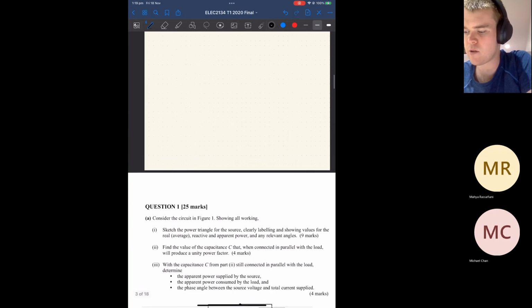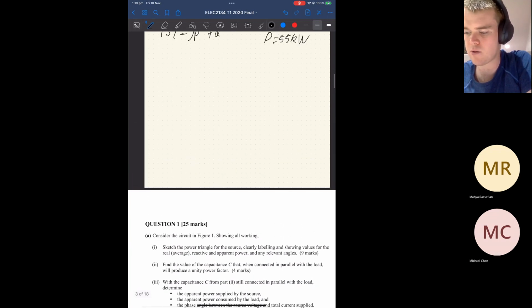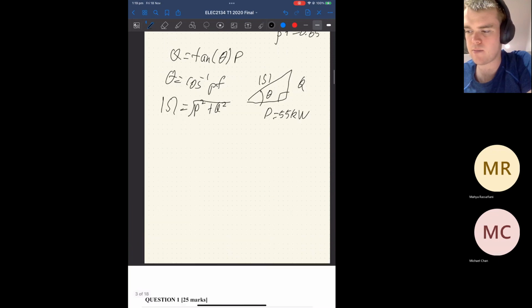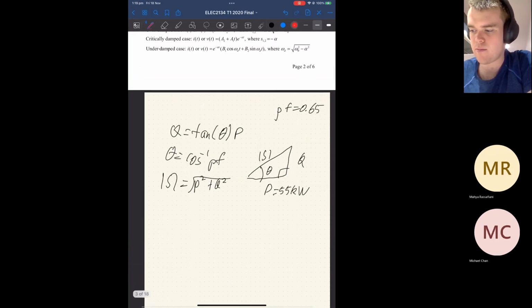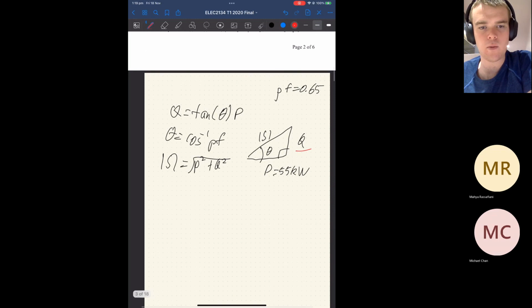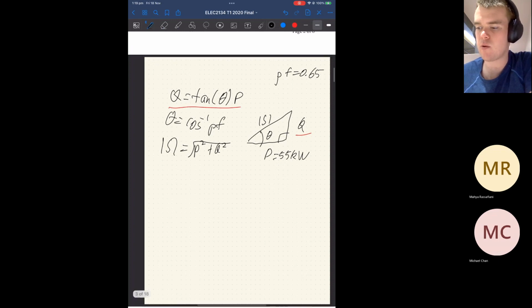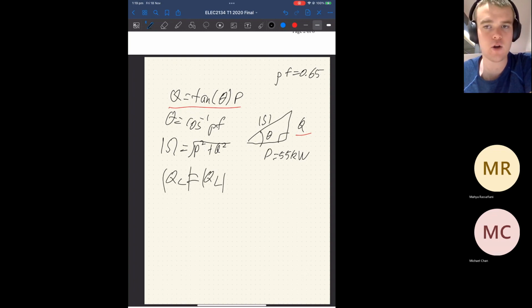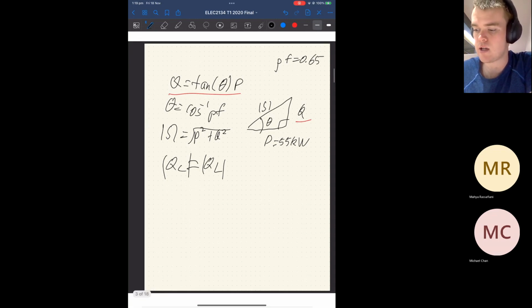Okay, then find the value of the capacitance C that when connected in parallel with the load will produce a unity power factor. Now, we know we're going to have some Q that we're going to produce there, which is going to be this value. Some Q value there. So then all we want to do is say that the Q of the capacitor is equal to the Q of the inductor, but opposite.